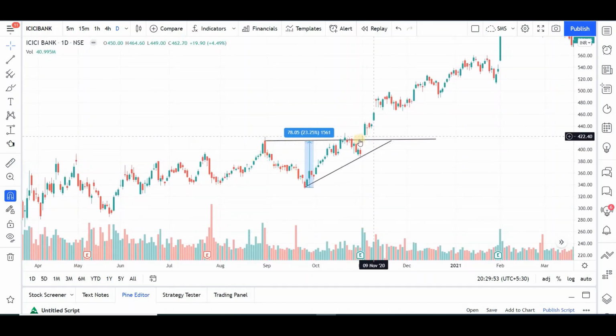Now once this breakout happens, like in this case, that's what we discussed, we will be looking for a retracement. In this case, it happened here. It didn't come here. So this is my new higher low, and I will look for an entry here.